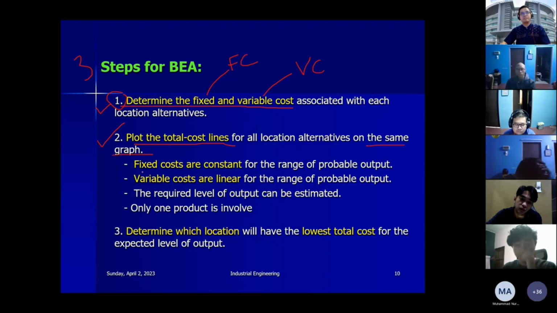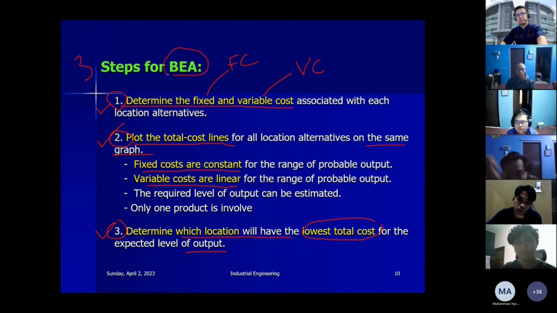The fixed costs are constant, please remember, for the range of probable outputs. Meanwhile, the variable costs are linear for the range of probable output. So the required level of output can be estimated, and only one product is involved. Later on, I will explain the details. And number three, last but not least, we have to determine which location will have the lowest total cost for the expected level of output. So please remember there are 3 steps to determine the break-even analysis.